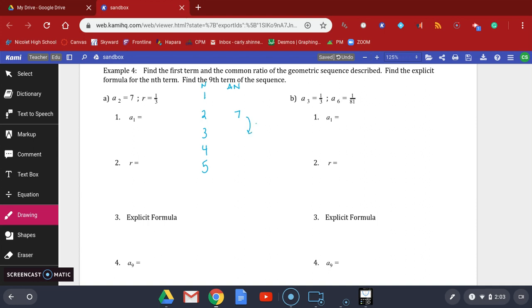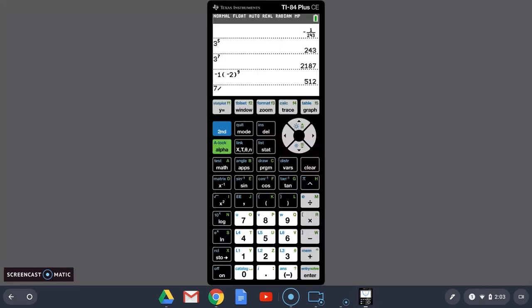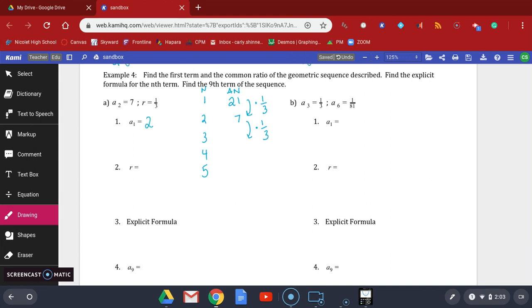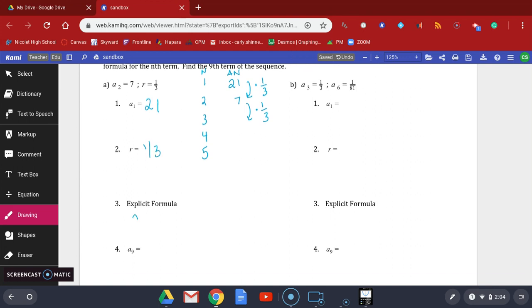If I'm multiplying by 1/3 to go down, then to go up I would divide by 1/3, which is the same thing as multiplying by 3. So we could do 7 divided by 1/3. It also coincidentally is just 7 times 3. It's just going to be 21, right? Well, that makes sense because 21 times 1/3 would give me that 7. So my first term is 21. My ratio is 1/3. So I can build my explicit equation there.